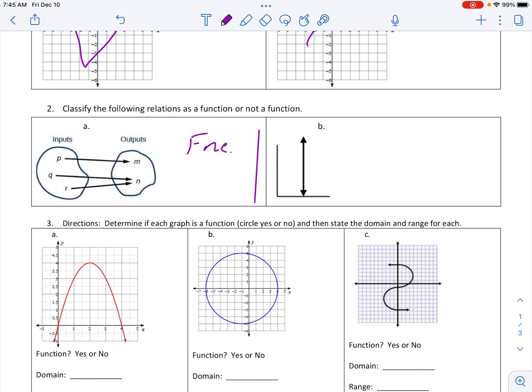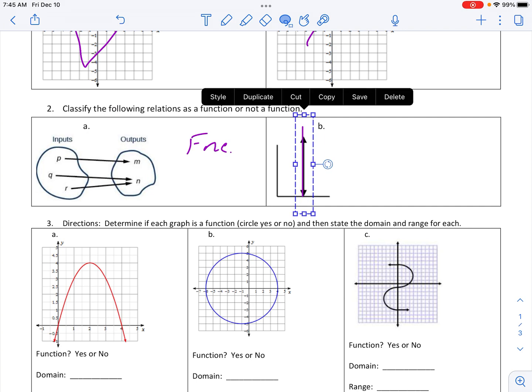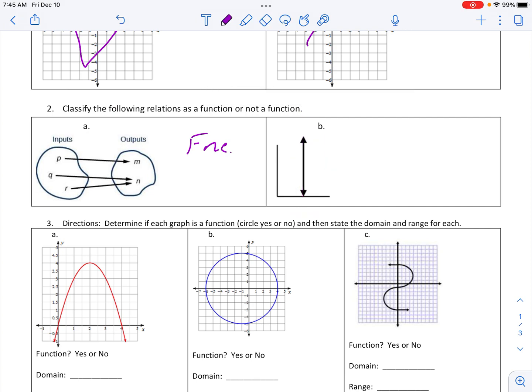Letter B, you've got a vertical line. I know it sounds kind of weird here, but I'm about to take my vertical line test again. Anytime I see a graph, I'm going to do the vertical line test. And as I drag that across, it messes up right on top of the line. That vertical graph is made up of an infinite amount of vertical points, one on top of each other. So when I draw that vertical line on top of it, that is not a function.